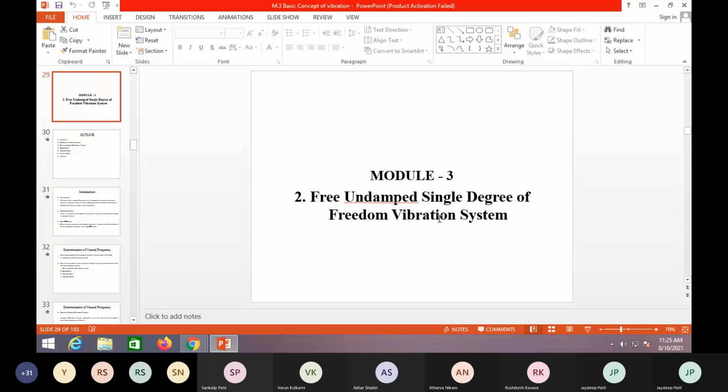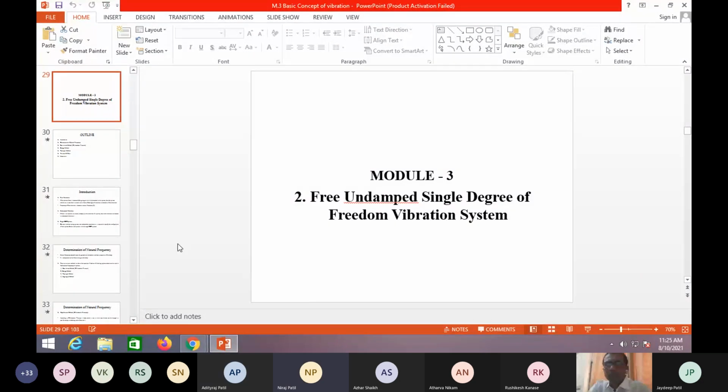Wait, what is meant by free vibration? Mukul? Either force applied or not applied. Mohammed? Atharva? Anyone tell me what is meant by free vibration, undamped vibration? These are the different types of vibrations. Free vibration means? Aditya? Yes, sir. There is no external force in it, sir.